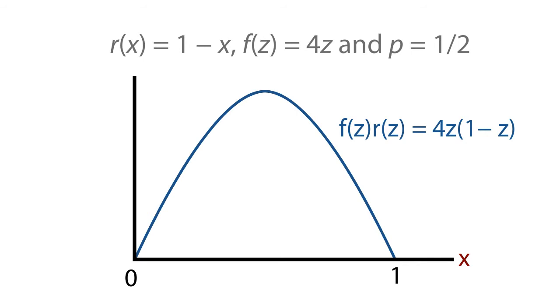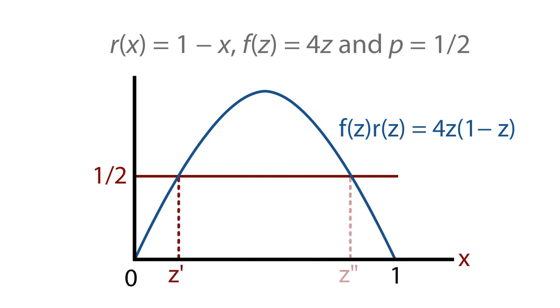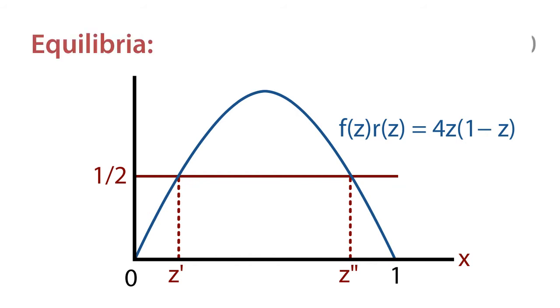Okay. How do we find an equilibrium? Well, we take our price P of a half, and we just find all the points where that cuts F of Z times R of Z. And if you notice here in the picture, that price of a half drawn at this red line cuts the curve twice. It cuts it at Z prime and at Z double prime. What's that mean? Well, it means that in this market, there are actually two equilibria, both at the low expectation of Z prime and at the much higher one of Z double prime.